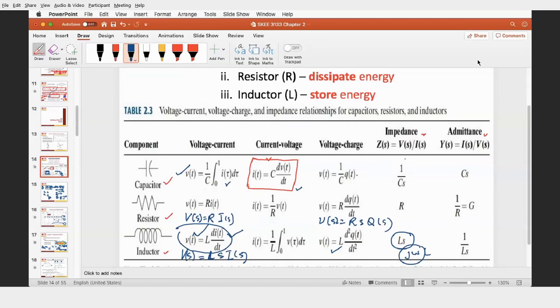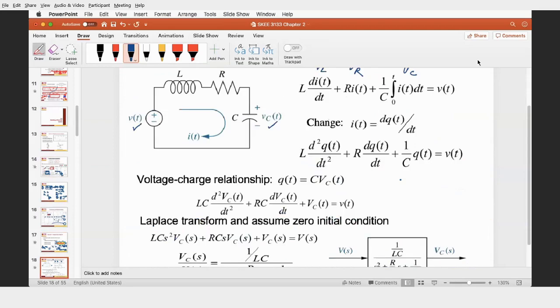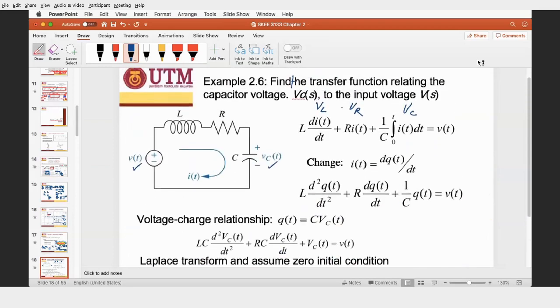Okay? You can refer to this table if you are confused about this one. But the idea is VL plus VR plus VC is V input. So what is VL? L di over dt. What is VR? R i(t), current multiplied by resistor. What is VC? 1 over C integral i(t) dt.